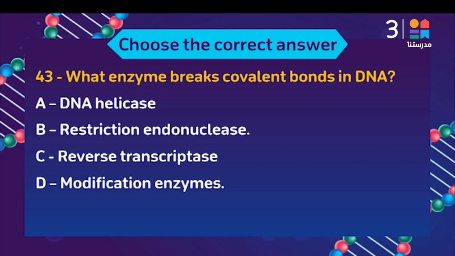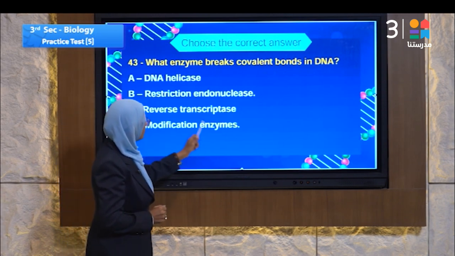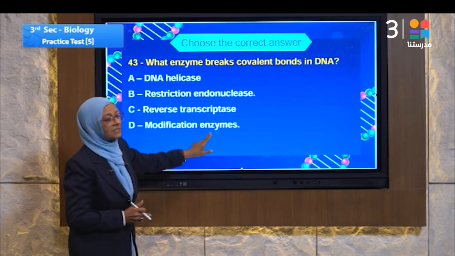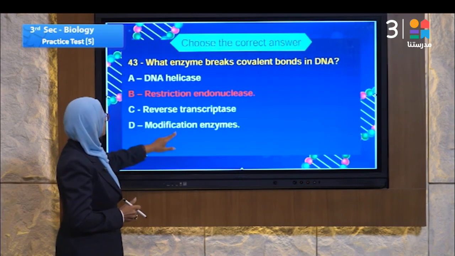The enzyme that breaks covalent bonds in DNA must break it. Let's find the name of the enzyme that breaks it. DNA helicase, restriction endonuclease, reverse transcriptase, modification enzyme. No, it must be number B, restriction endonuclease enzyme. The answer is number B.